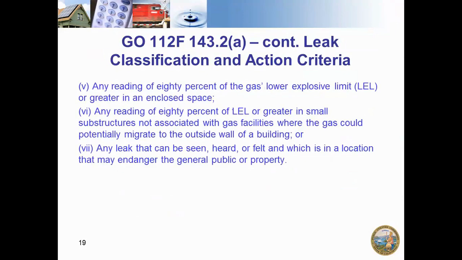Any reading of 80% of the gas lower explosive limit. This is part of why being able to determine the concentration of gas with your leak survey equipment is important, because otherwise some of these leaks may not be gradable. Any reading of 80% of LEL or greater in small structures not associated with gas facilities where gas could potentially migrate to the outside wall of the building, or any leak that could be seen, heard, or felt, and which is in a location that may endanger the general public or property.